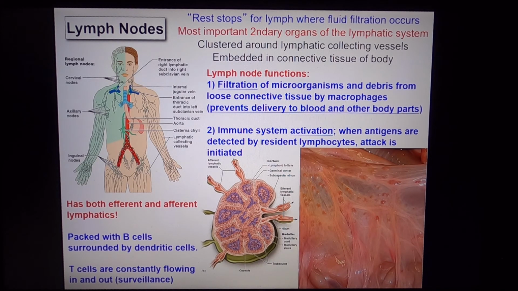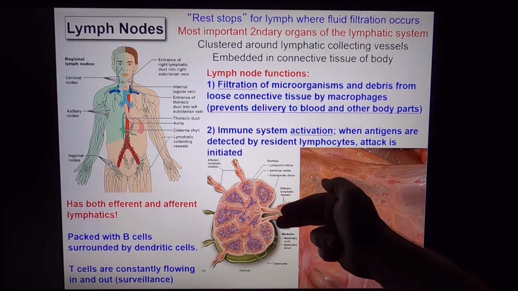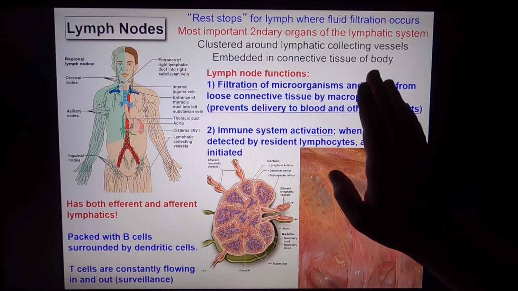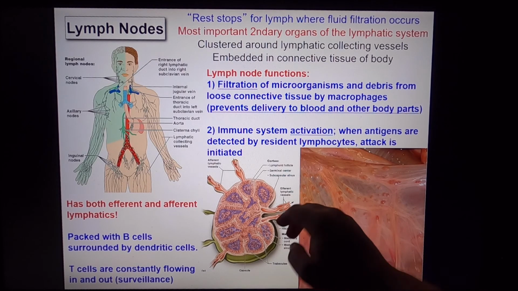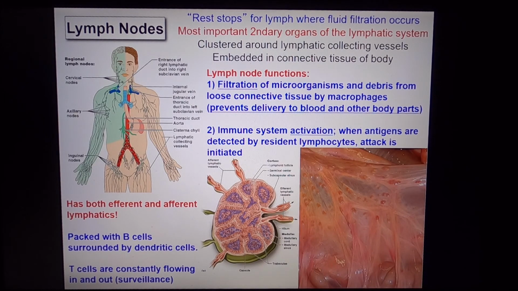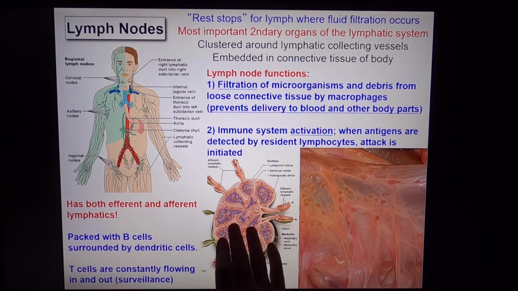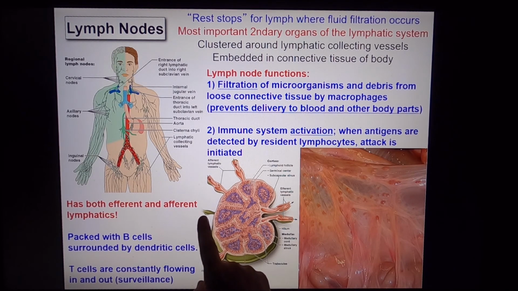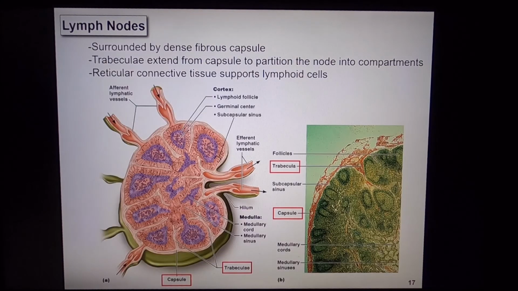Packed with B cells, surrounded by dendritic cells. I will point out that the flow through a lymph node is very slow. Okay, very, very slow. You have two efferent lymphatic vessels and lots of afferent vessels coming in. So lots of lymph is flowing in, very little lymph is flowing out. And the idea is we want the flow through that lymph node to be very slow so that as fluid comes in, your white blood cells that are hanging out in there can look at anything in the lymph and deal with it accordingly. Okay, this is a protective measure. We want a slow flow of lymph.